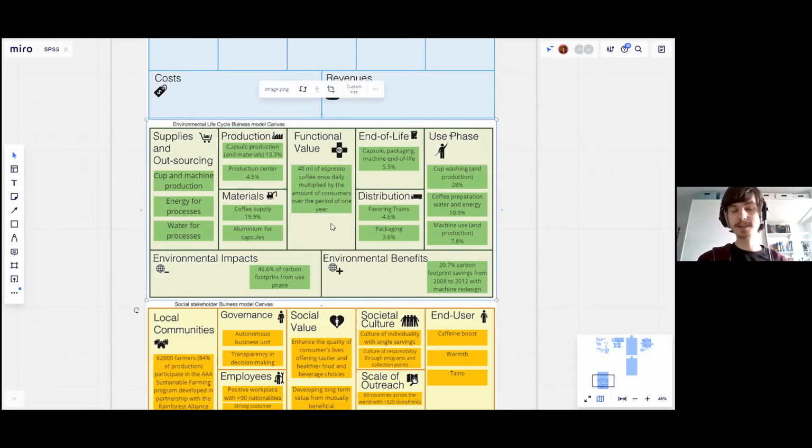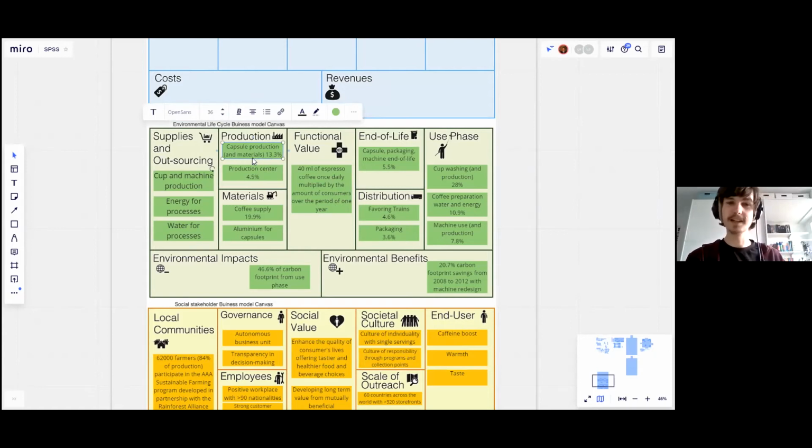Then we look at the various aspects of environmental sustainability of a company. For example, we look at the emissions during the production phase, which is, in the case of Nespresso, mainly capsule production, which causes 13% of the company's total CO2 emissions.